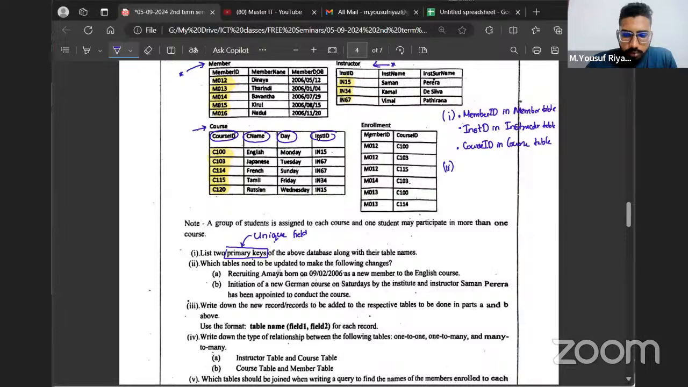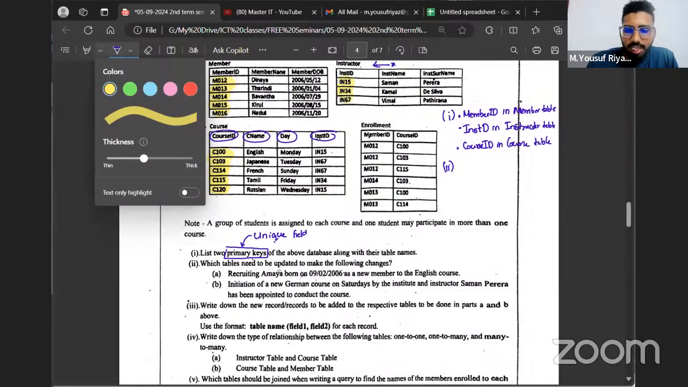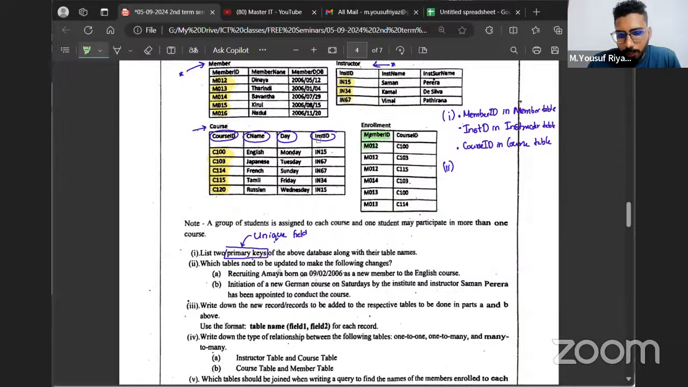Recruiting Amaya. In the enrollment table, there is something called a composite primary key, which means you can't take only the member ID. See, there is repetition if you take member ID only. You can't take only course ID because there is repetition of course ID as well. But in the enrollment table, there's a key called the composite primary key, which means you take both of them.